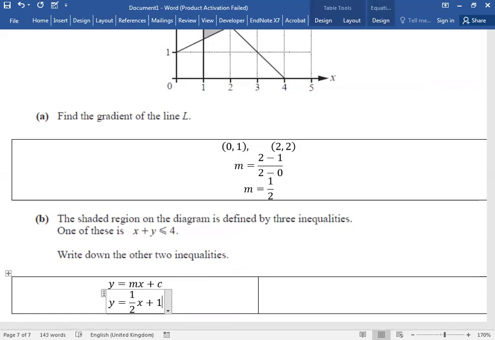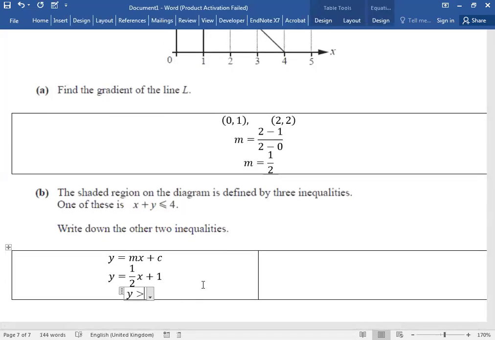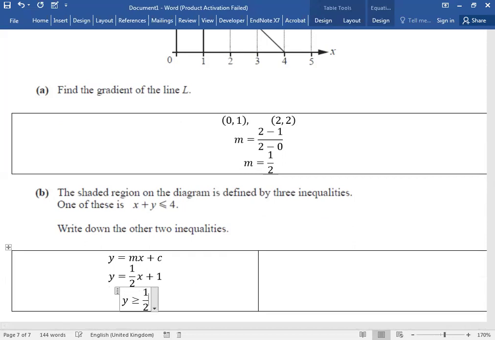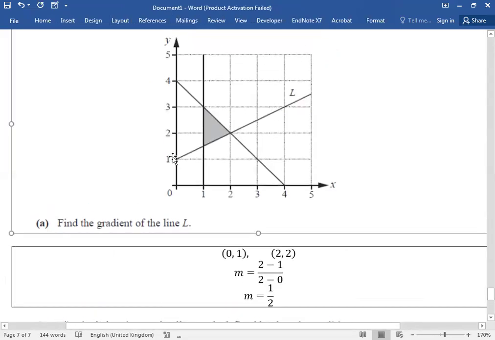Now the shaded region, is it above this line or below this line? Above. So above, y is greater, y is greater than or equal to half x plus 1. Okay, take 2 coordinates on the line. I took this point. But you should clearly know that this coordinate is exact. Okay? You could have taken this as well, 4, 3 also. Right?